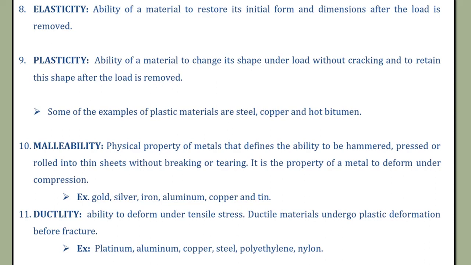Then ductility. Ductility is the ability to deform under tension. Ductile materials undergo plastic deformation before fracture. It means a ductile material will not regain its shape when the load is removed. Examples are platinum, aluminium, copper, steel, polyethylene, nylon.